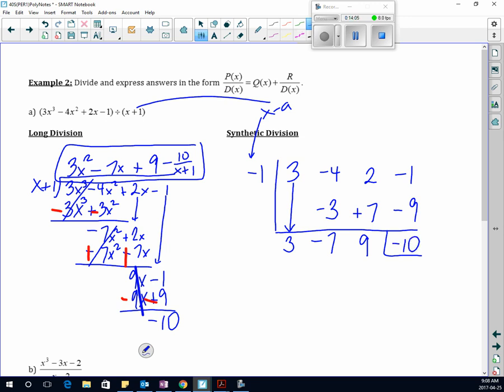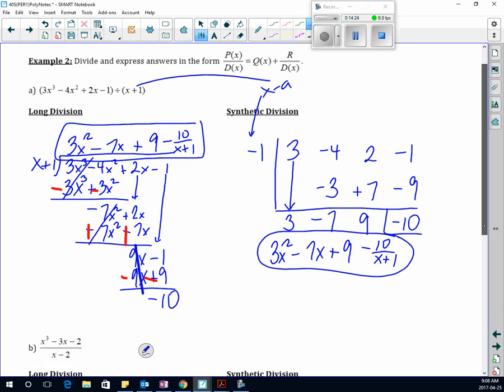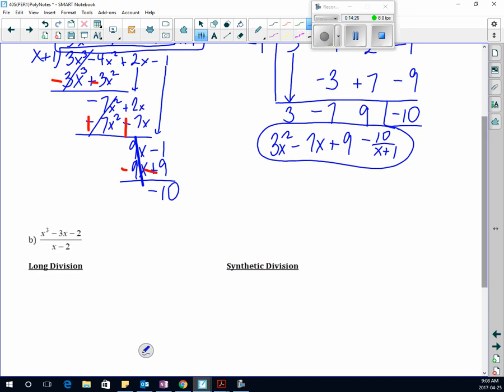So do you see this represents 3x squared minus 7x plus 9 minus 10 over my x plus 1. Same answer that you get the other way. Just a different method of doing it. It works no matter what. Okay, I want you to try the next one.